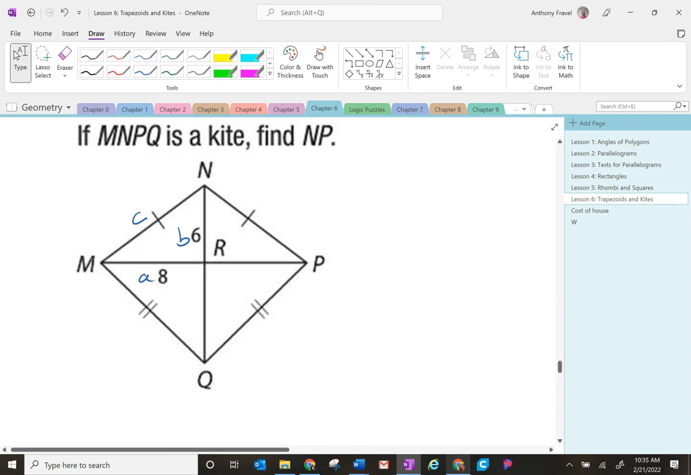This last one, I already drew the letters on, but I'll show you again. It's a kite. It wants us to find NP. Again, it gives us this length, and these two are going to be the exact same length as well. To find that missing side, what theorem are we going to use? Pythagorean theorem. Awesome, Pythagorean theorem.